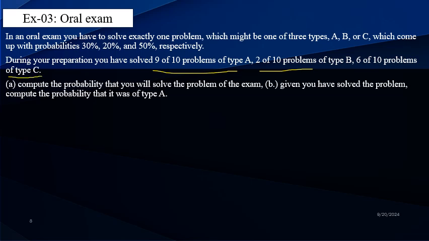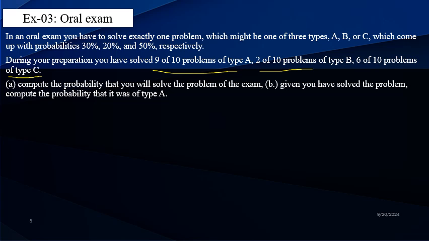Now you have to compute two things. One is with respect to total probability, then you will proceed to compute posterior probability. You had already seen that while computing posterior probability, there you need total probability. Okay, so the first question is to compute the probability that you will solve the problem of the exam in various scenarios. What is the probability of solving the problem, probability of solve. That we call total probability. Second, given you have solved the problem, what is the probability that it is coming from type A, probability of A given solve, that you have to compute.